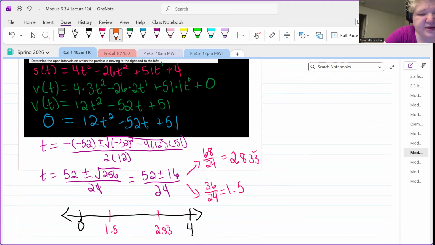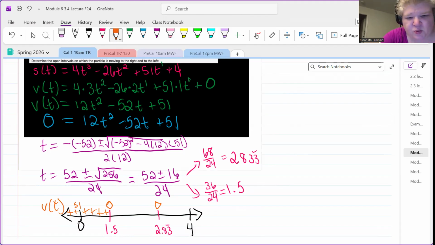So I'm going to pick, now in this case, 1.5 and the 2.83, those are 0 for the velocity. Let's label this v of t. But if I plug in 0 into my velocity function, I'm going to get 51. So everything from negative infinity to 1.5 is the same sign as that 51 we just got. So everything in here is positive. I like to put a whole bunch of little plus signs in there just to show myself positive velocity in all of these sets.